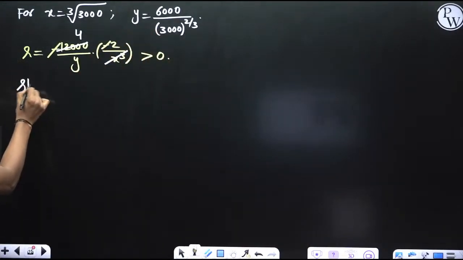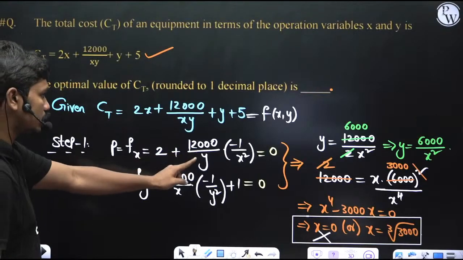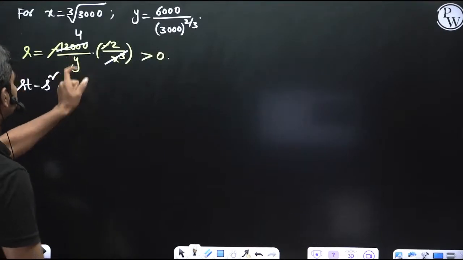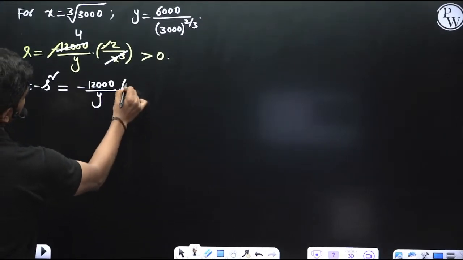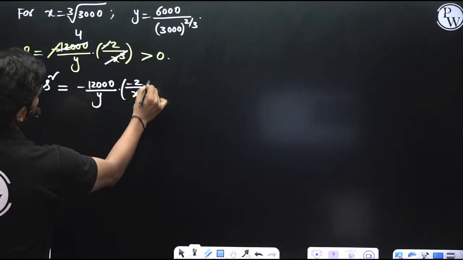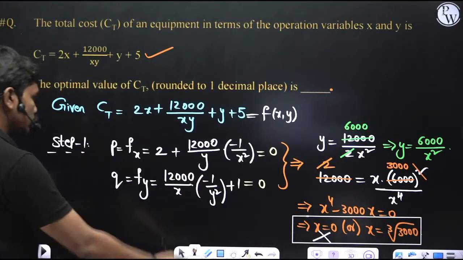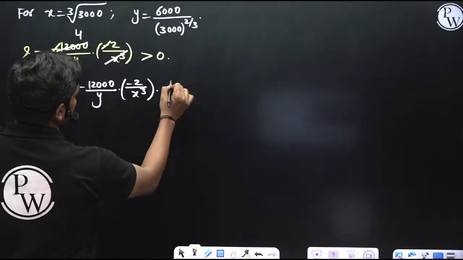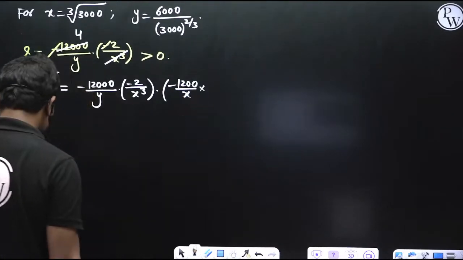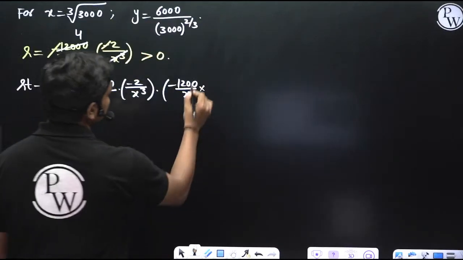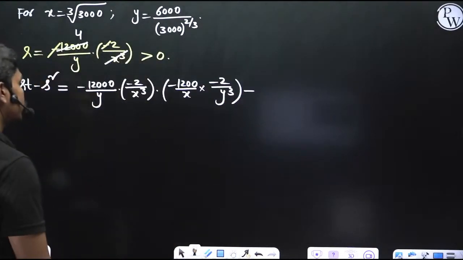What is RT minus S square? R is actually this value, which we simplified, minus 12,000 by y into minus 2 by x cube. Then what about t? t is the second derivative with respect to y. So minus 12,000 by x into minus 2 by y cube. So this is minus 2 by y cube minus s square. Okay, RT minus S square.